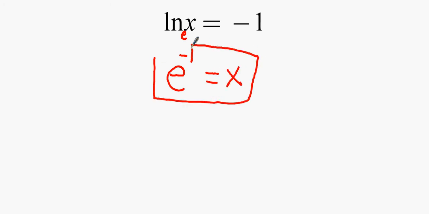The next one, ln of x equals negative 1. In this case, all we need to do is some rewriting. This is natural log, so the base of natural log is e. So we rewrite with base e, exponent negative 1, and result x. Our answer is x equals e to the negative 1, or if you would like to rewrite that as a fraction, x equals 1 over e.